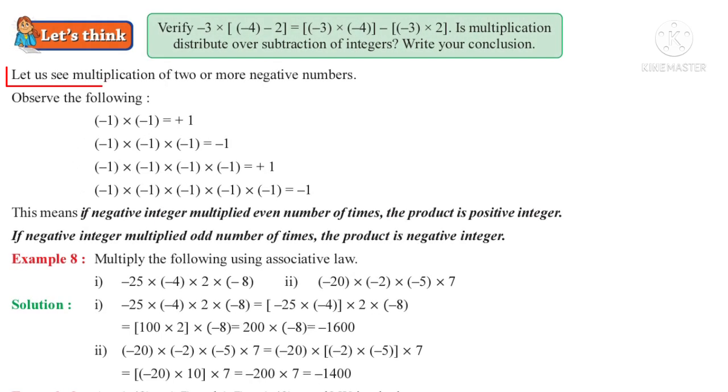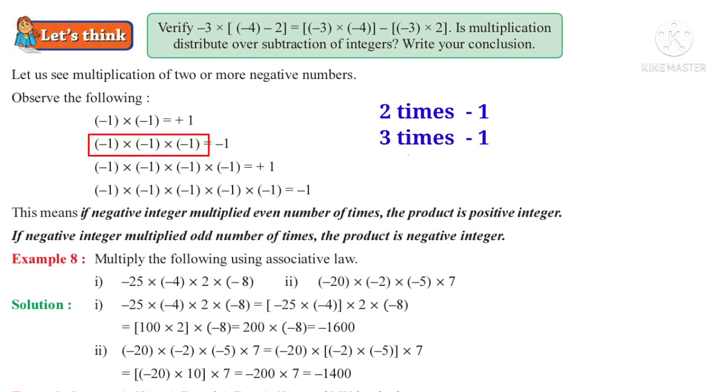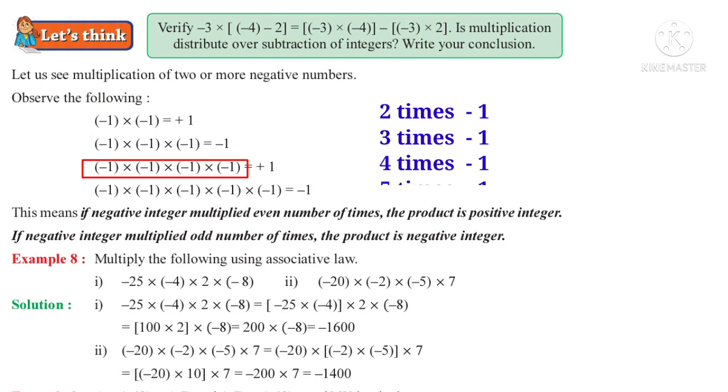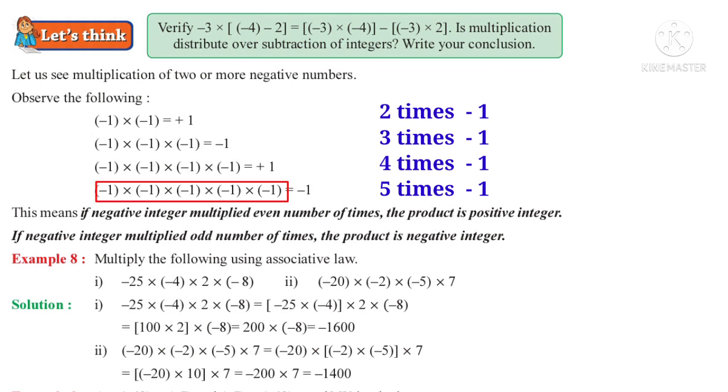Here a is distributed to b and c. Now let us see multiplication of two or more negative numbers. For convenience sake, we are taking minus 1 as a negative integer. Observe it. First, minus 1 into minus 1, 2 times: minus into minus is plus, 1 into 1 is 1. So plus 1. If minus 1 is multiplied 3 times, minus 1 into minus 1 into minus 1: minus into minus is plus, plus into minus is minus. So minus 1. When minus 1 is multiplied 4 times, we get plus 1. When minus 1 is multiplied 5 times, we get minus 1.